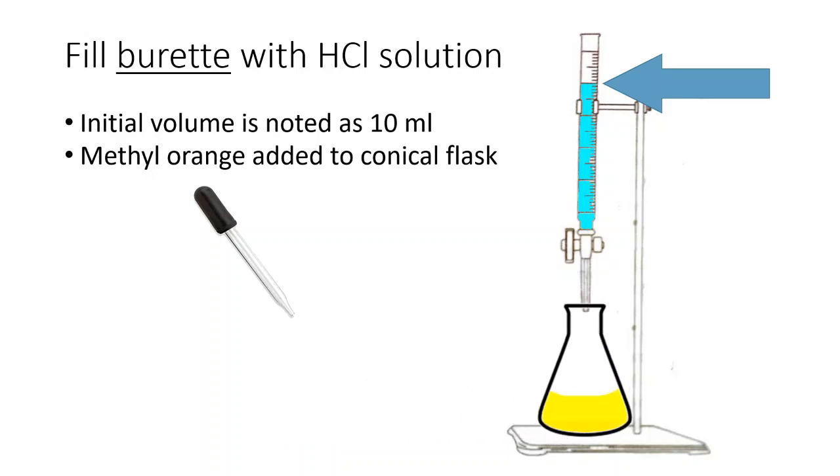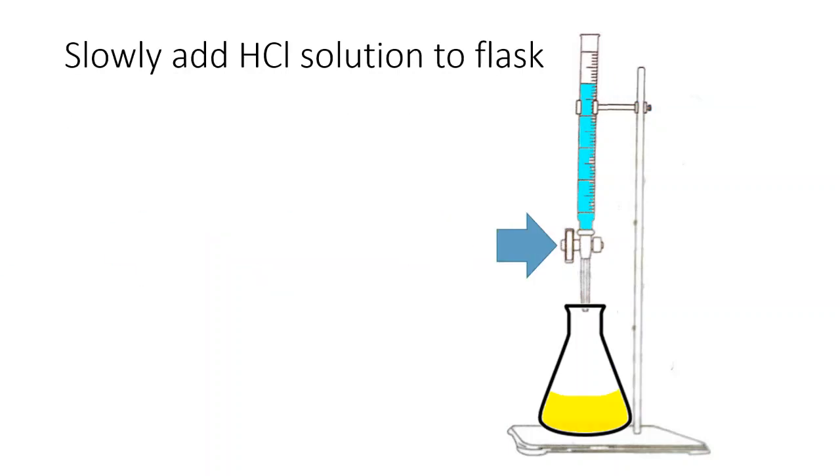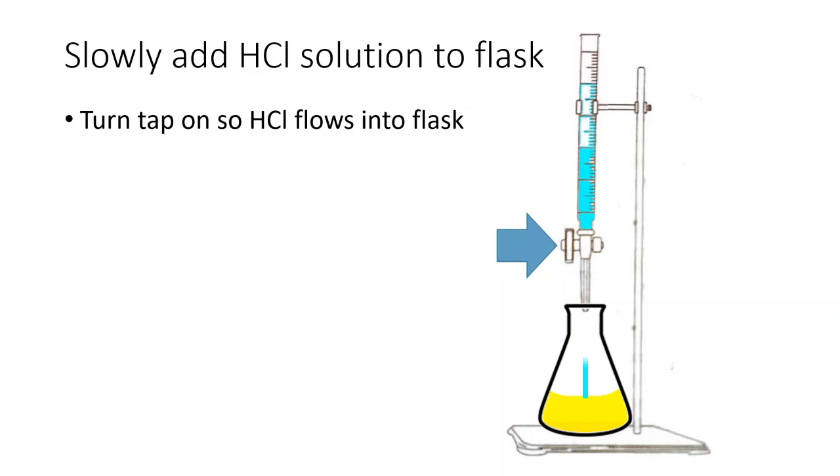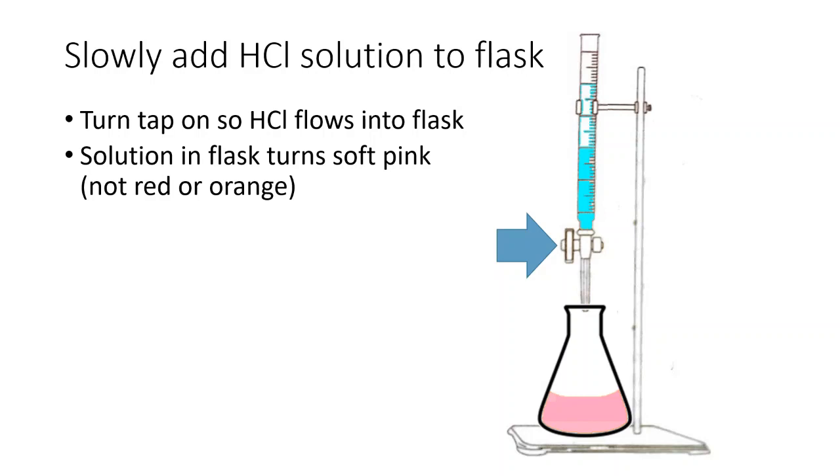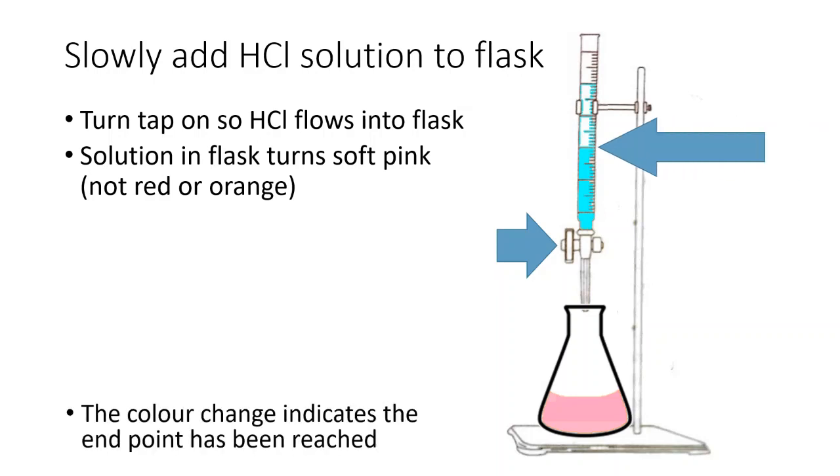And I place that conical flask under the burette, and I slowly add the hydrochloric acid solution to the flask. I turn the tap on, and the acid flows in, and I keep on adding acid until the solution turns a soft pink. Not red or a strong orange, but a soft pink. The colour change, of course, indicates that the end point has been reached.